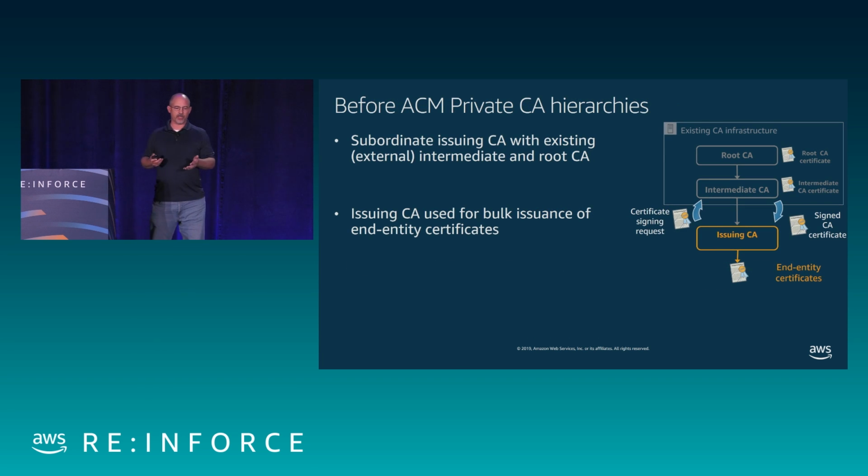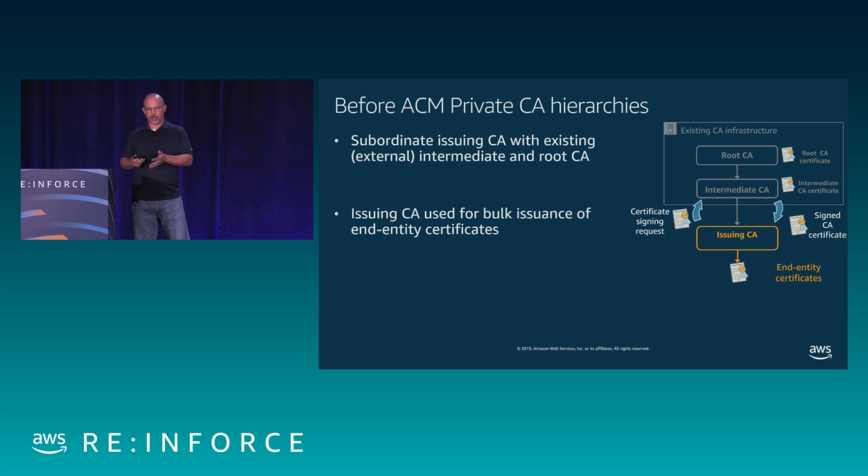So what this looks like, before ACM Private CA hierarchies, we had, in this diagram, the existing CA infrastructure was a root CA, an intermediate CA, either on premises or on a server running on an instance. And you could create an issuing CA, and to chain it up to your root, you generated a certificate signing request, signed it by your intermediate CA, and then took that CA certificate and imported it into your issuing CA. At that point, your issuing CA was ready to issue trusted certificates that chained up to your root CA, and as long as that root CA's certificate is distributed in your environment, those end entity certificates would be trusted.